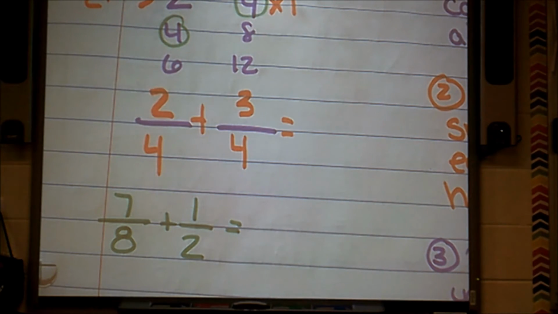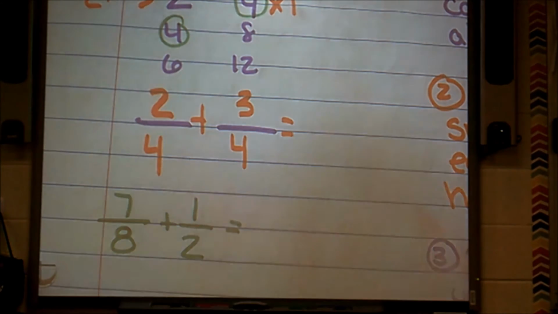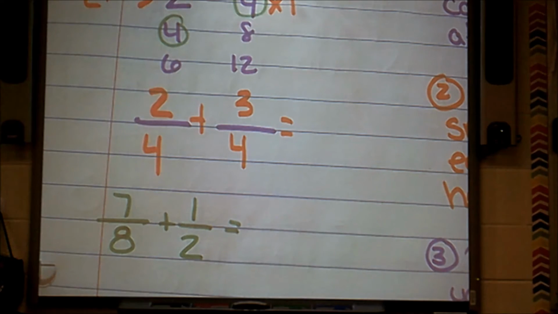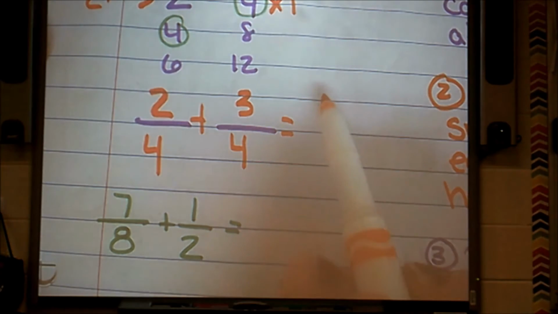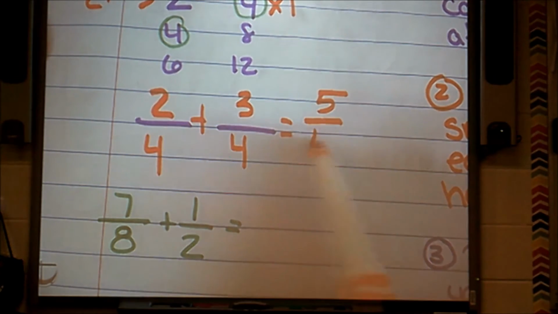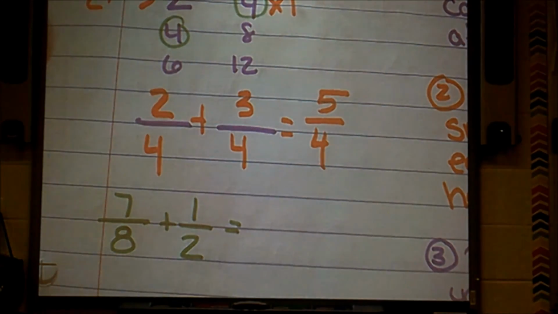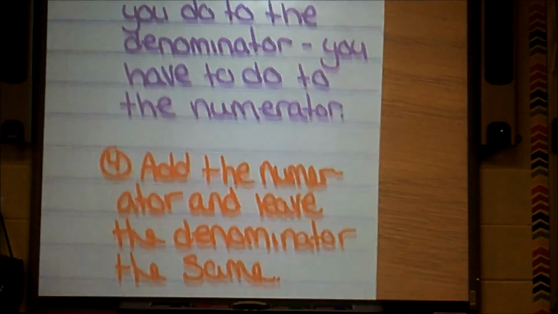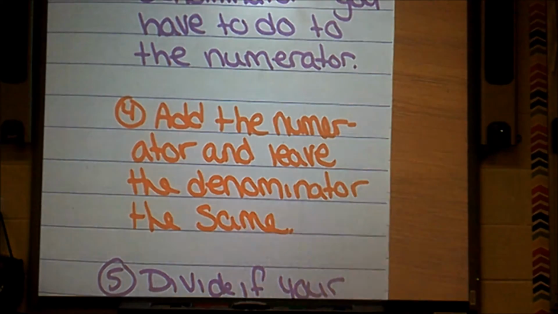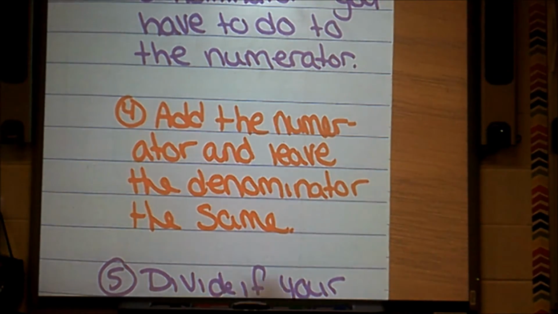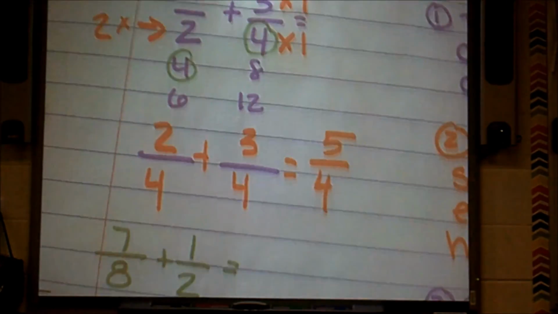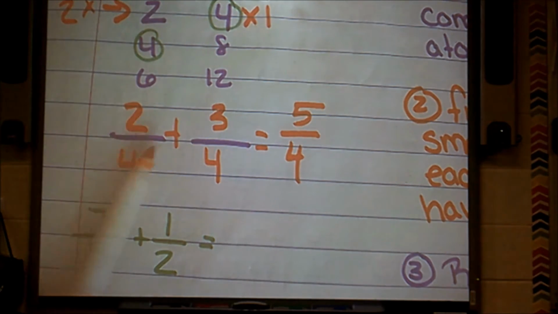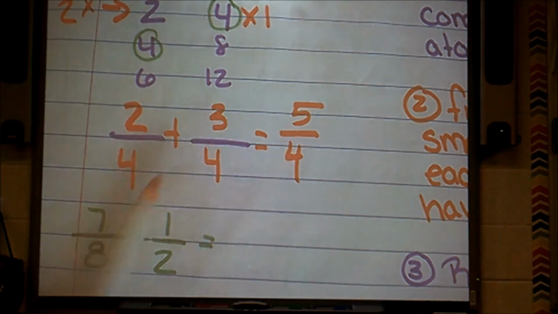2/4 plus 3/4. Well, 2/4 plus 3/4 is 5/4. Because my next step says that I need to add my numerators, but leave my denominator the same. So I simply have to add my numerators, my 2 and my 3, to get 5. And then it leaves 4 all the way along.